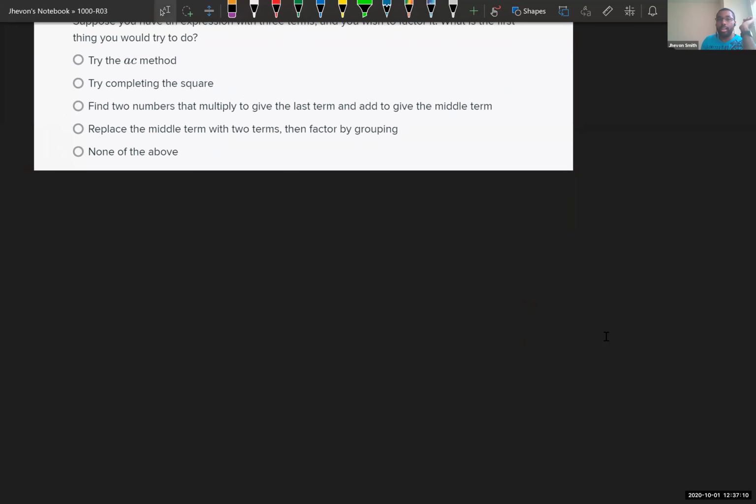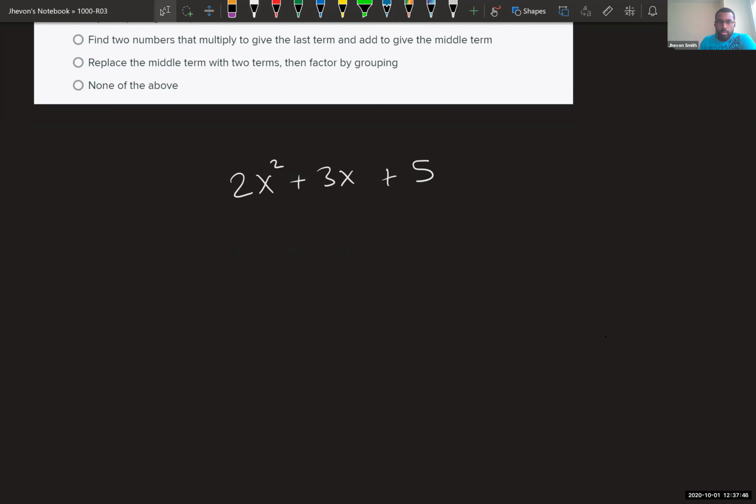Let me show you why that's not the first thing. So let's say I had 2x squared plus 3x plus 5. Would you find 2 numbers that multiply to give you 5 and add to give you 3 to factor that? Oh wait, I get it. Never mind. Right. You'd have to do something else. You'd need like the AC method. Technically, you'd want 2 numbers that multiply to give you 10, and they add to give you 3.